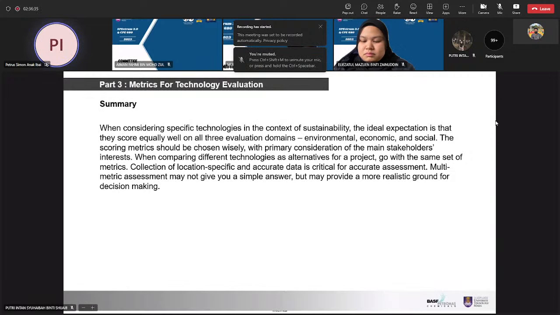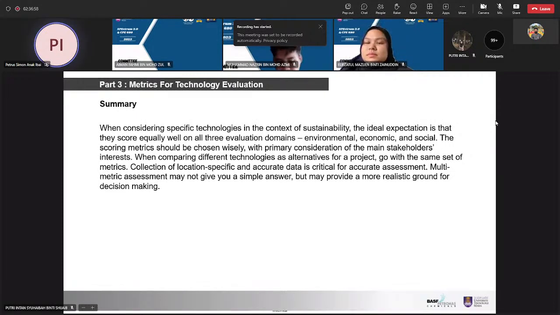So basically for part 3, we already went through the ideal expectations in the 3 evaluation domains, like the environmental, the economic, and also the social. So the scoring matrix, in this case, should be chosen rightly, with primary consideration of the main stakeholders' interests. All right, I hope everyone is still with me.